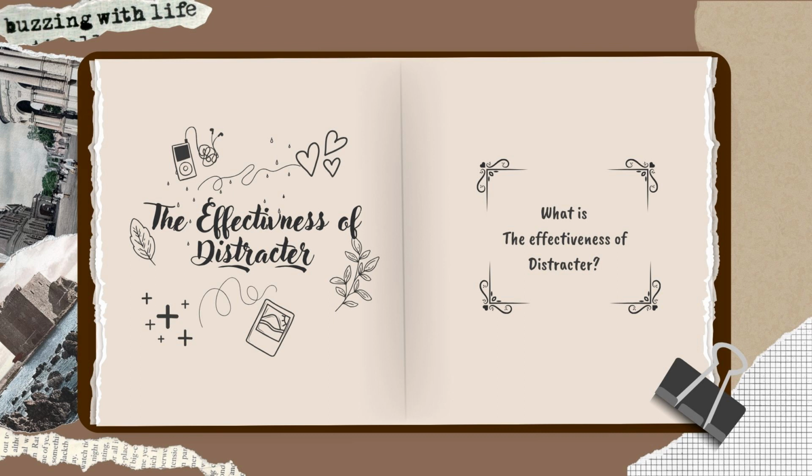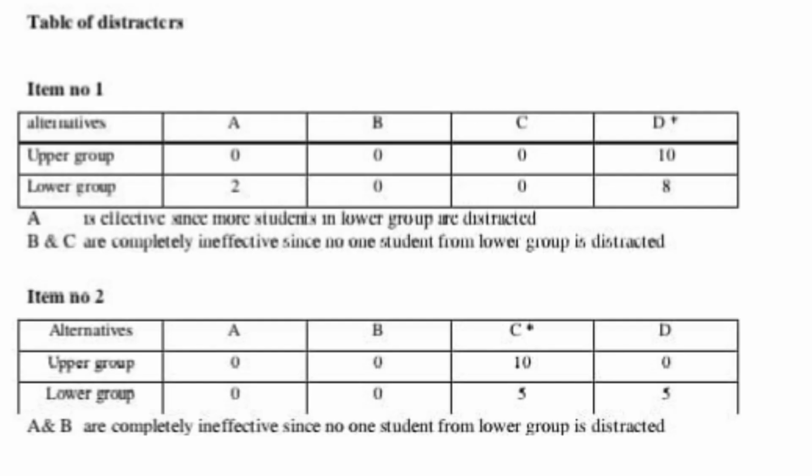For ineffective, it is when fewer students from the lower group are distracted, and when the number of students from the upper and lower groups who choose the alternative is the same. Then it is completely ineffective when no student from the upper and lower group is distracted.